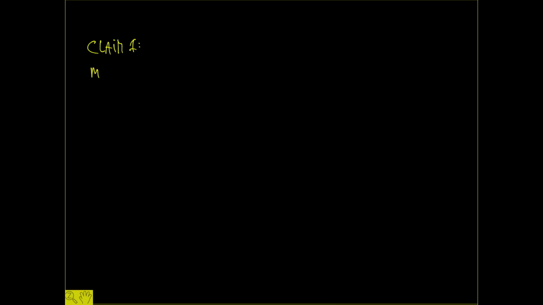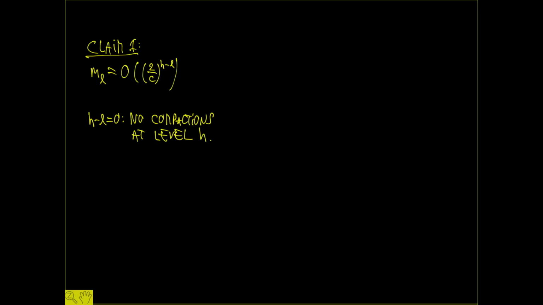So let's consider the first of the two claims, saying that m of L can be upper bounded by 2 over c to the h minus L. We're going to do induction on h minus L. If h minus L is 0, we are considering the highest level h, and there have been no compactions whatsoever. So m of L is actually 0. So it's clearly true.